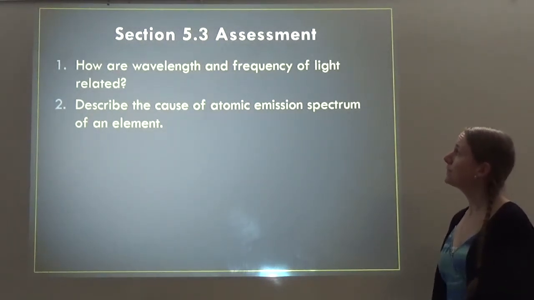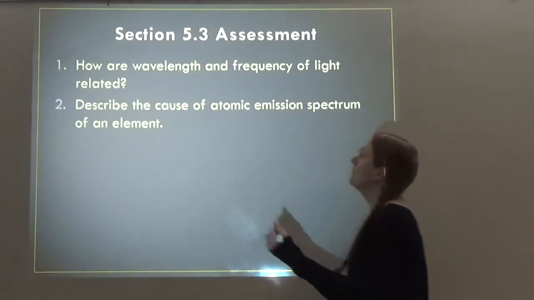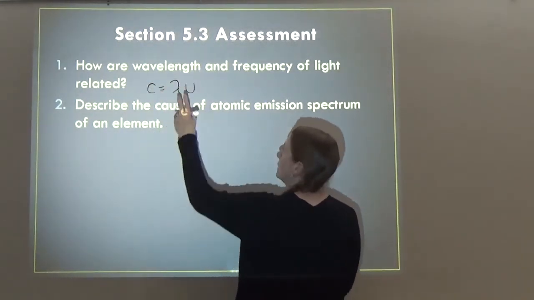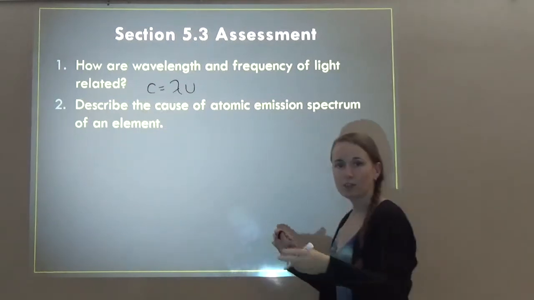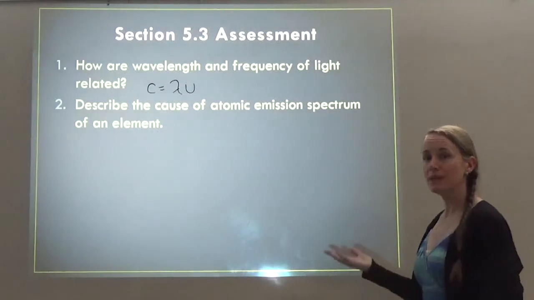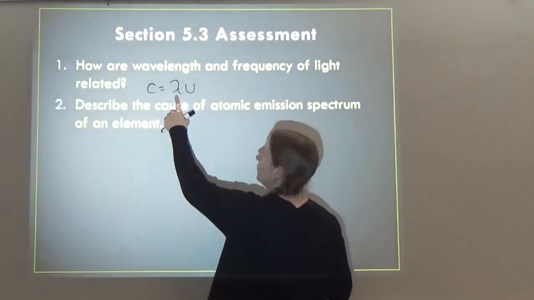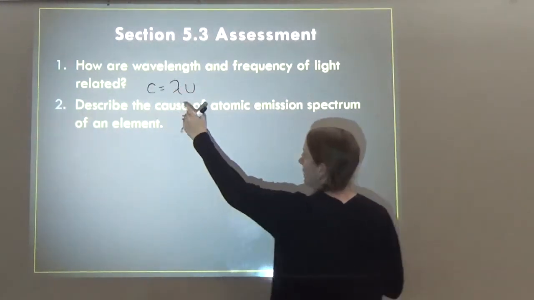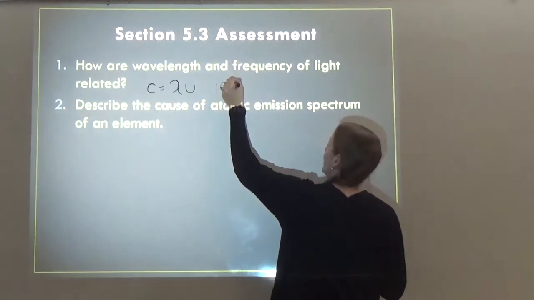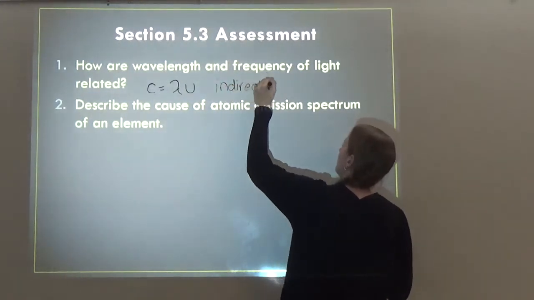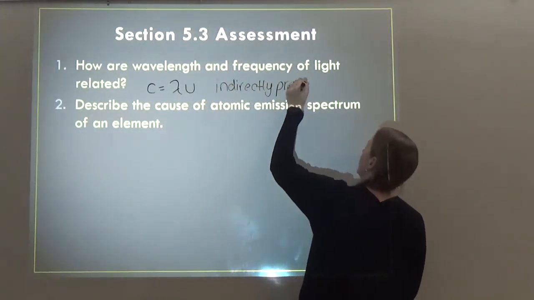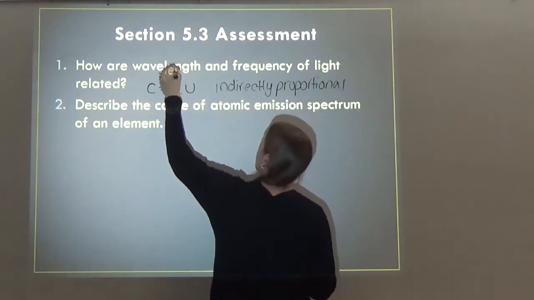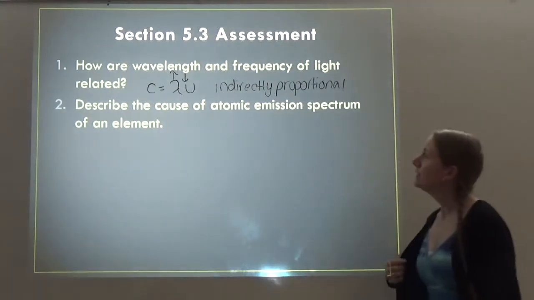How are wavelength and frequency of light related? Well, remember, our formula is c equals lambda nu. So c is a constant, 3 times 10 to the 8 meters per second, the speed of light in a vacuum. So if wavelength goes up, frequency must go down, or if frequency goes up, wavelength must go down. So they are indirectly or inversely proportional. If you're not going to remember what that means: if one goes up, the other goes down.